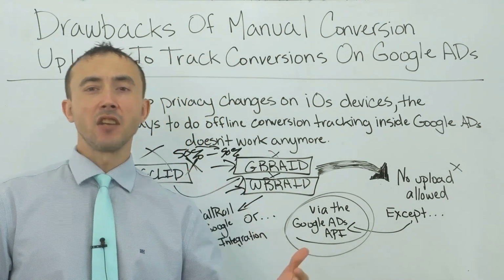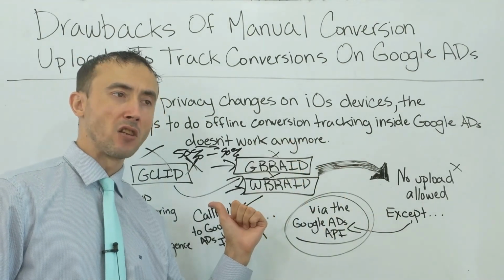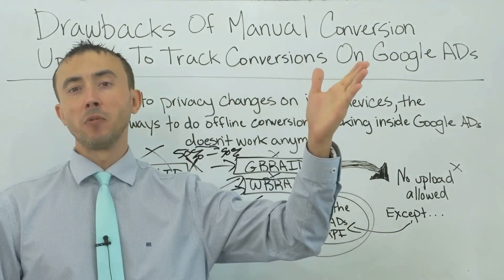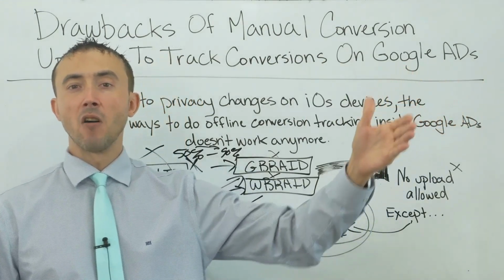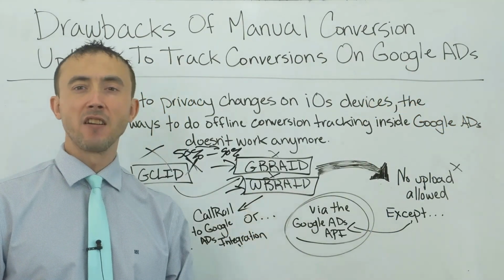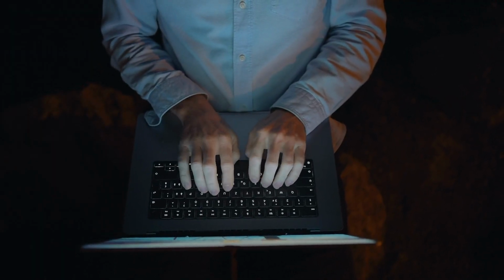But this is actually getting to be better as a whole, doing things the way that I'm about ready to describe here, than doing the manual upload, because it's going to get you the maximum amount of offline conversions uploaded to your account. Even if the GBRAID or WBRAID is there instead of the Google Click ID, you're going to still be able to upload that offline conversion to your account either way.